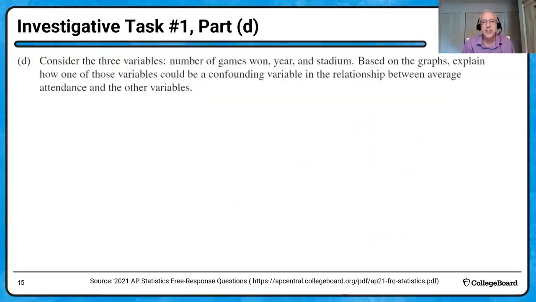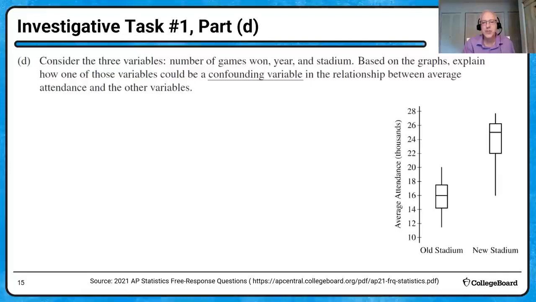All right, that brings us to D. I told you there was going to be potentially 4 parts, and here they are. It says, consider the 3 variables: number of games won, year, and stadium. Based on the graphs, explain how one of those variables could be a confounding variable in the relationship between average attendance and the other variables. A confounding variable. All right, let's just recap.